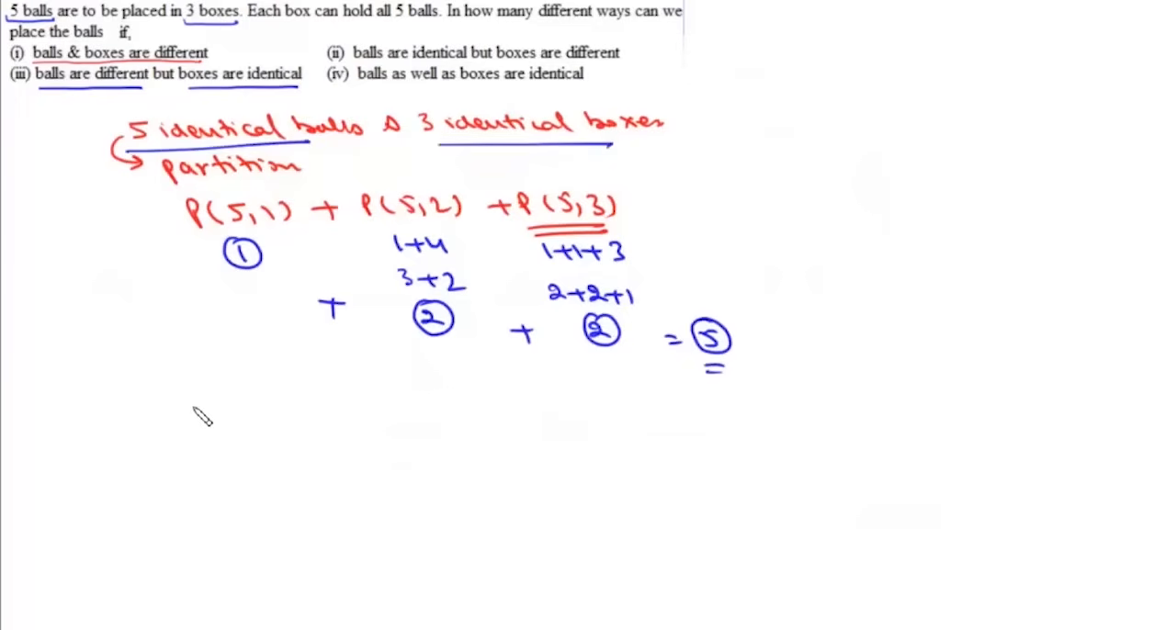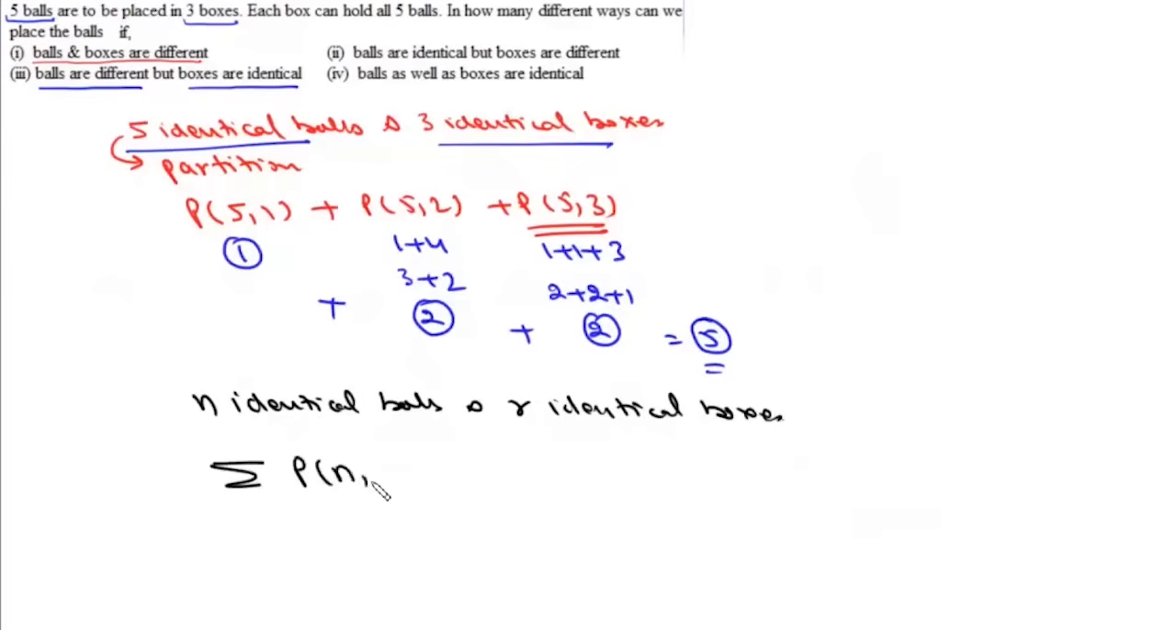We have to write its general formula. So we have n identical balls and r identical boxes. Then all we need to do is find this P(n,k), where k varies from 1 to r. So we have to find the sum of these partitions P(n,k).